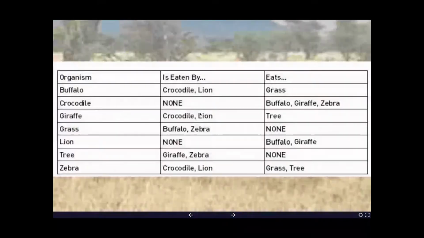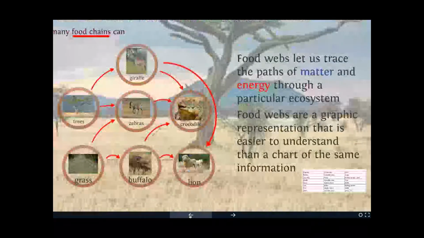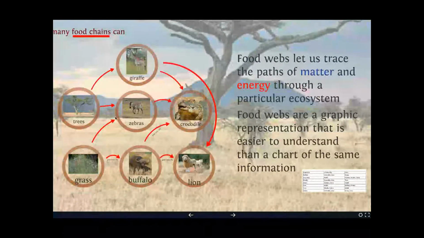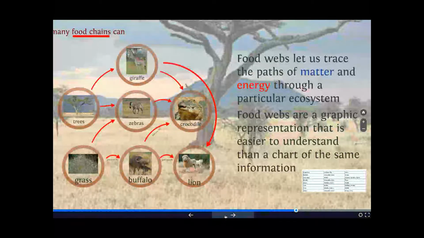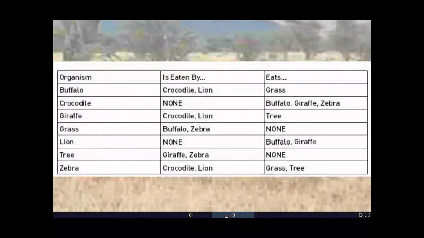So you can see here, if we diagram this food web as a chart, it would look something like this. Here are all my organisms and who's getting eaten by who and who's eating who. This is a very complicated chart compared to this diagram over here. However, when we make a food web, we're actually going to learn that it's much easier to start from a chart like this.